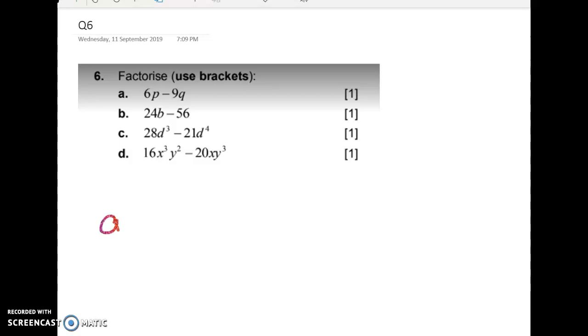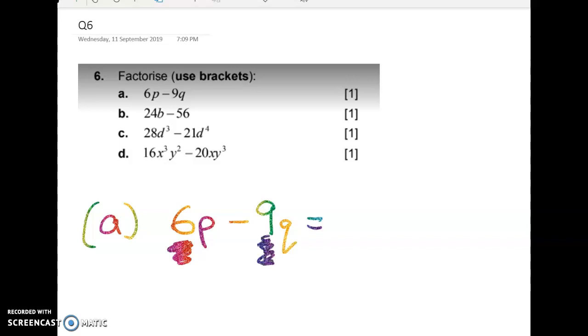So the first question asks us to factorize 6p minus 9q. The idea here is we always look at the numbers and then we look at the variables and we find the highest common factor for each thing. This one has a coefficient of 6 and a coefficient of 9. The highest common factor here is 3. So that's the first thing that's going to come outside the brackets.